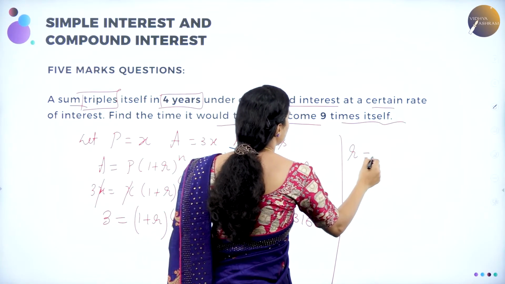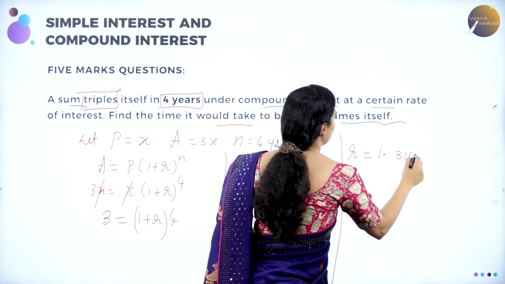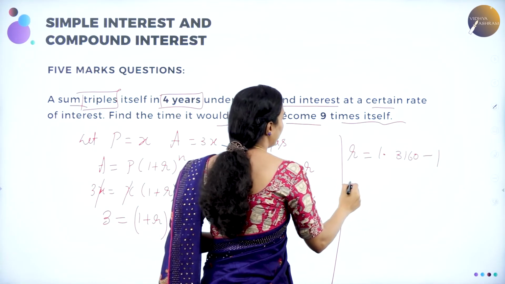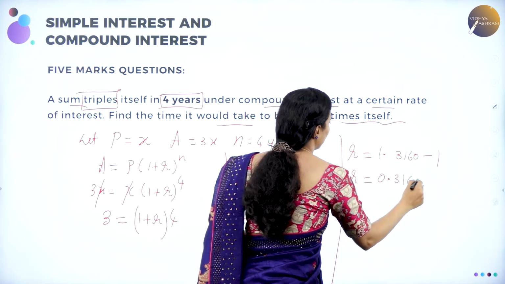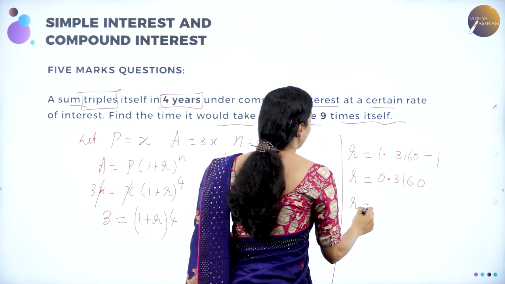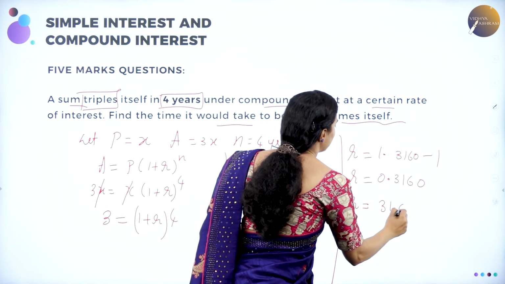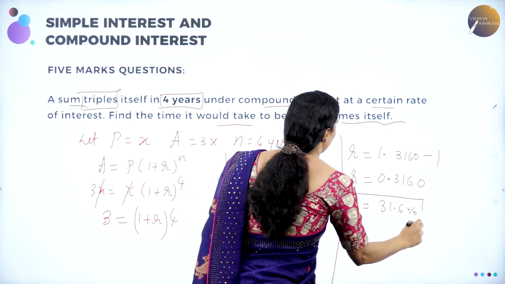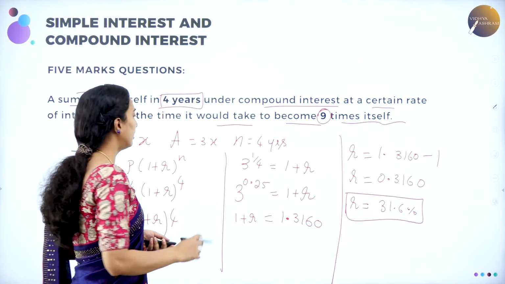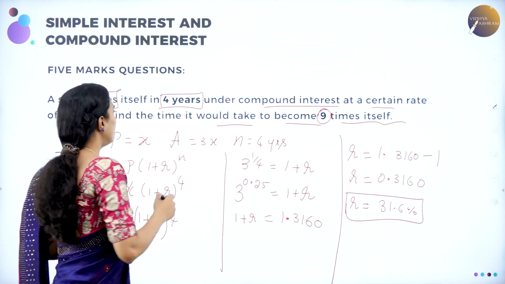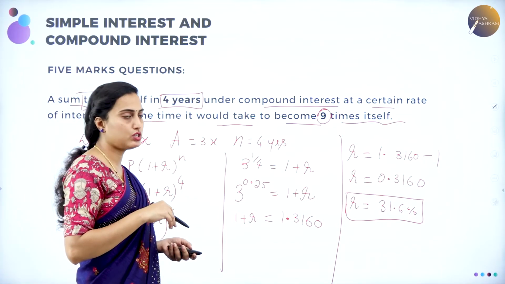R will be equals to 1.3160 minus 1. You are going to get R is equal to 0.3160. So if you multiply by 100, if I want the rate of interest, the interest will be 31.6%. This is the rate of interest you are going to have it as. Now you are going to use that R here to calculate what is asked. You are going to find the time. Time means in number of years you need to find out.